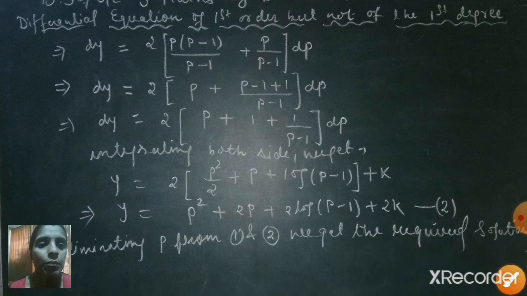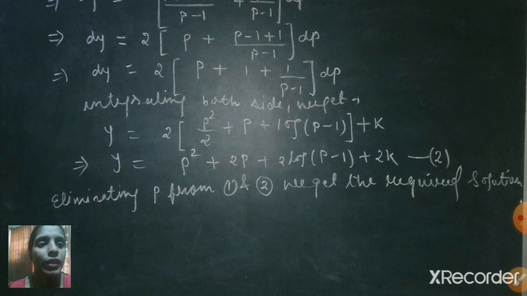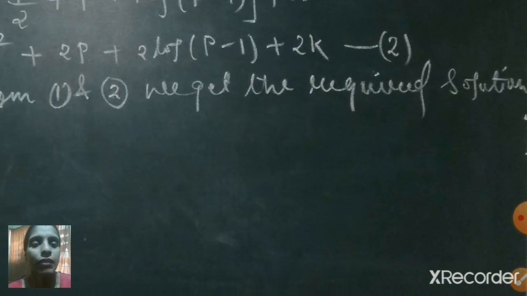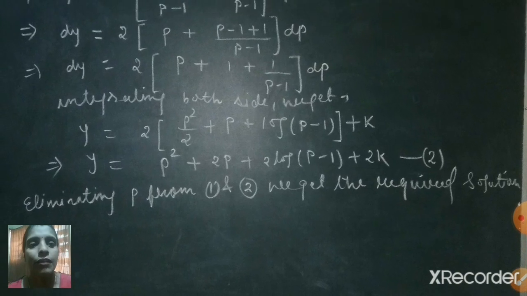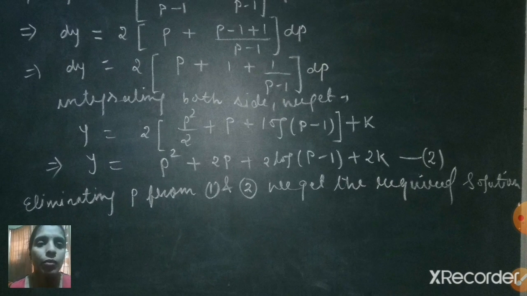So eliminating p from 1 and 2, we get the required solution. Okay. So if we can eliminate p from equation number 2, then we can just put this value in equation number 1, and thereafter we get the required solution. But since elimination of p is not possible in equation number 2, that's why we write: eliminating p from 1 and 2, we get the required solution.